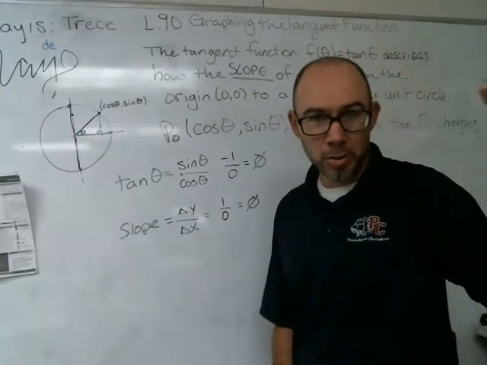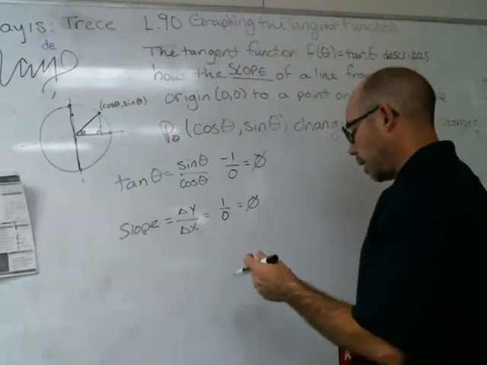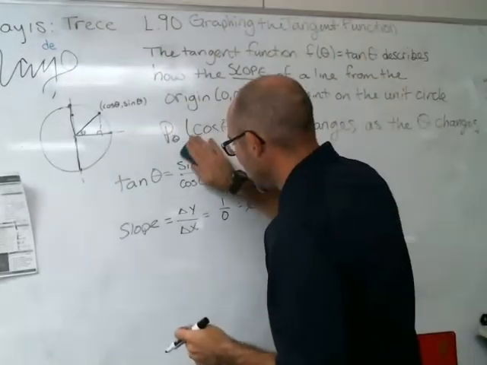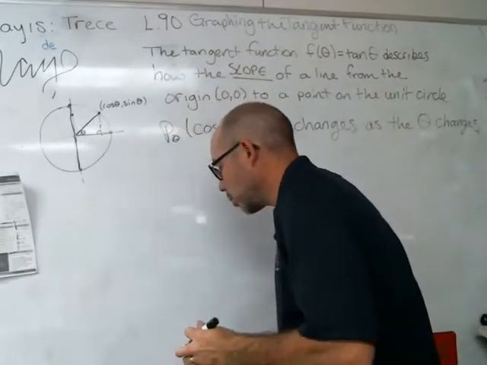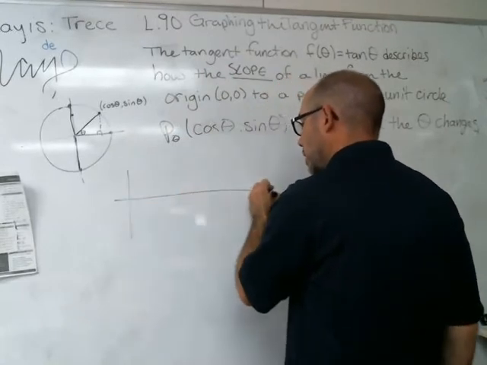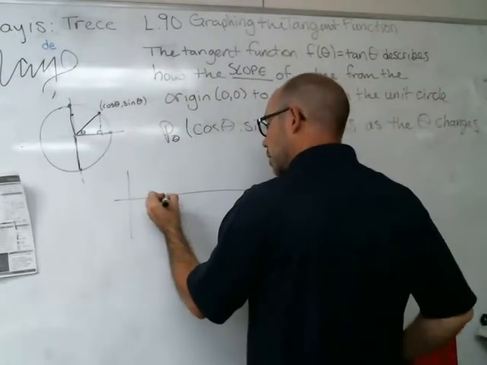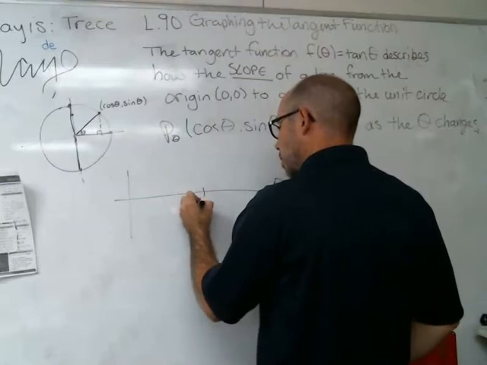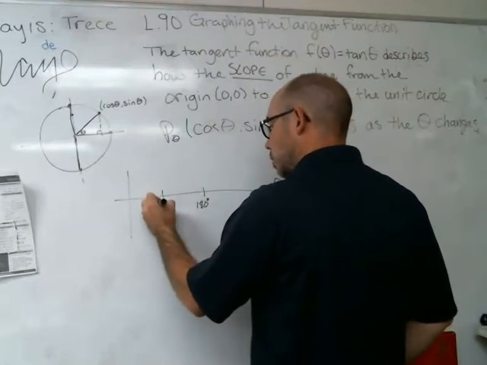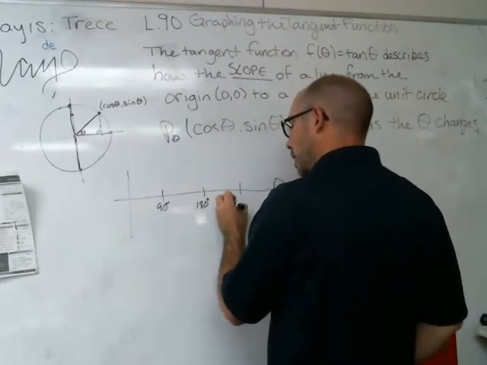So I want you to think, what would that look like as I go to graph tangent, or I'm graphing the slope as my angle increases. Let's just do this in degrees for the weak-minded.